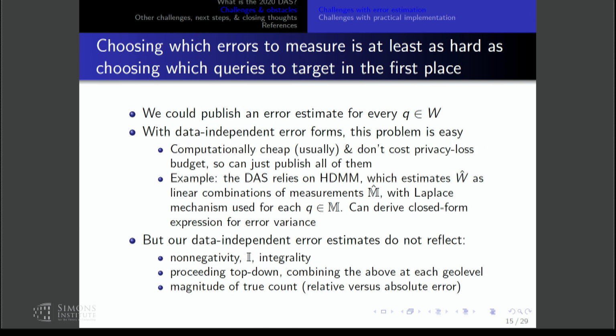Well, the most obvious thing we could do is just say we have this gigantic workload that consists of like 150 billion tabulations that we might possibly try to publish. If we do that, are we just going to go to every single one of them and try and publish an error estimate associated with it? And for some methods, actually, that could be okay.